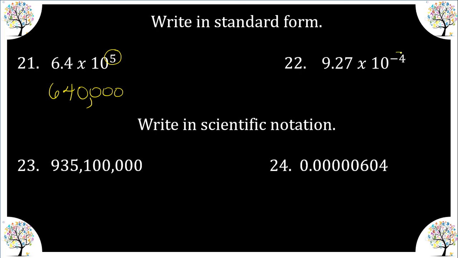Number 22, our exponent is negative, so we're going to make this a small number by moving it to the left 4 times. So we're going to move it 1 and then add 3 zeros in front of that.